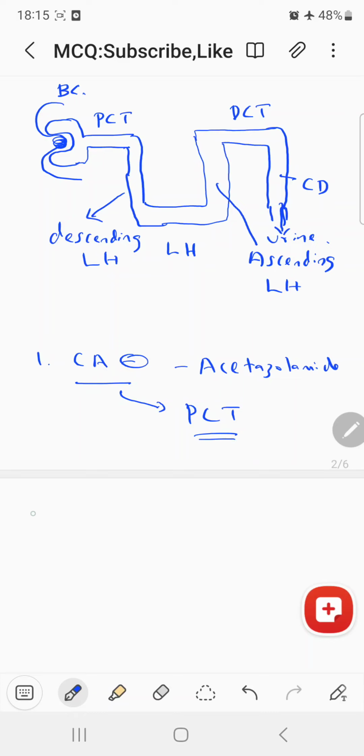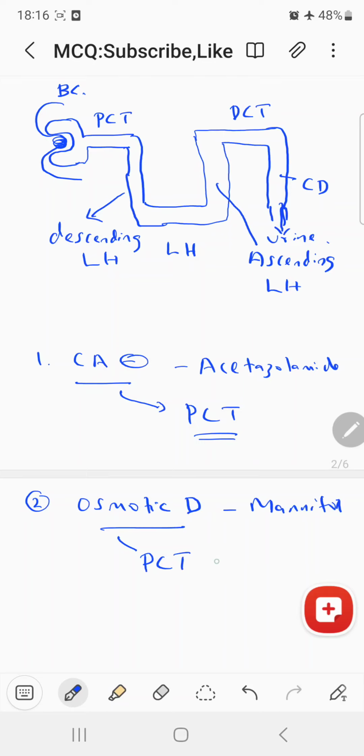Now coming to the second important diuretic, which is also a weak diuretic, called the osmotic diuretic. One of the main examples is mannitol, glycerol, etc. Osmotic diuretics mainly act on the proximal convoluted tubule plus the descending loop of Henle. The main site of action of osmotic diuretics is the descending loop of Henle along with the proximal convoluted tubule.